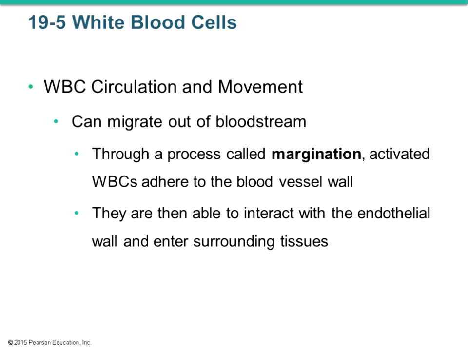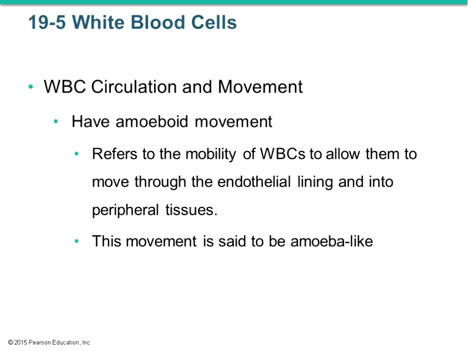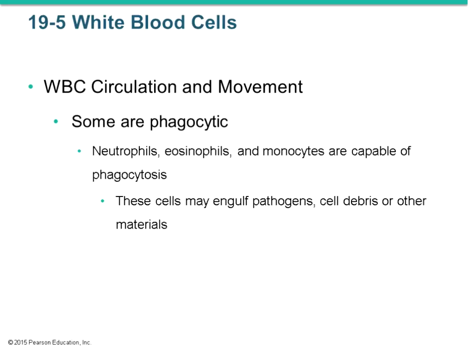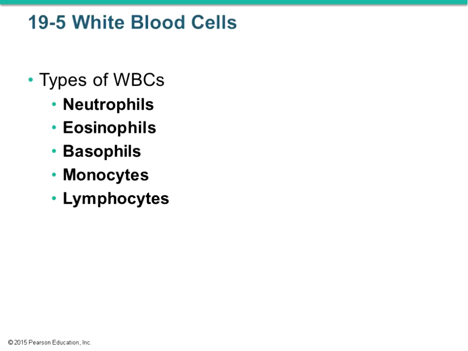But quickly, just make sure you have a good understanding of how they have the ability to migrate out of the bloodstream, through this process called margination, where they interact with the endothelial wall and move in and out of the bloodstream to the connective tissue or to the lymphoid system. They have a certain level of mobility, which we call amoeboid movement. They are attracted, as I mentioned, to chemical stimuli. It's called positive chemotaxis, which guides these white blood cells to pathogens and damaged tissues. And some are phagocytic, as I mentioned. They can engulf pathogens, debris, and other materials.